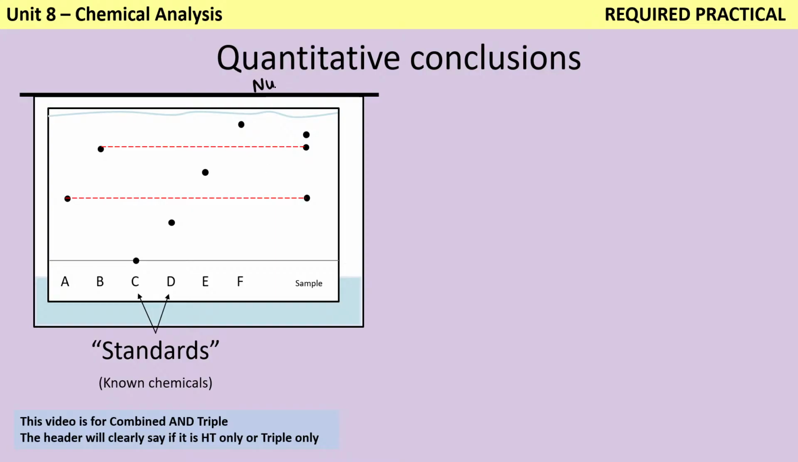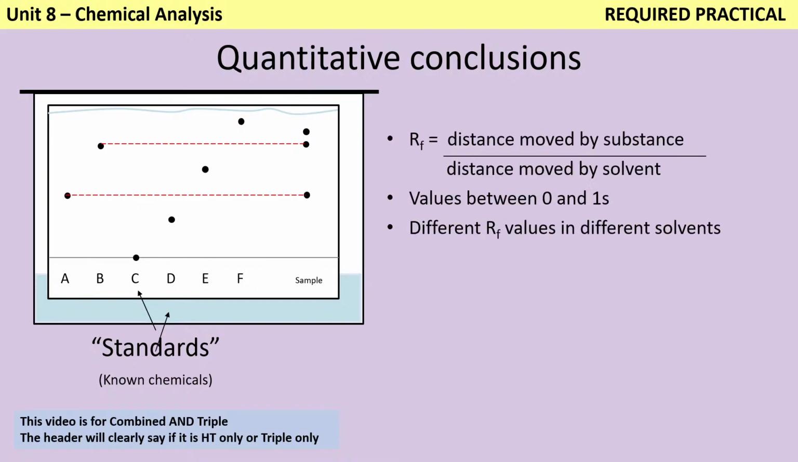Okay, so then we get to our quantitative conclusions. So this is using our numbers, calculating our RF values. And this is useful to do because if I'm going to put my standards on every single chromatogram I do, that's fine if you're just doing it once in school. But if you imagine this is happening in industry, they're trying to figure out what's going on with forensics or whatever, it would get really time consuming and really costly and really wasteful to put those standards on every time. So instead, an RF value allows you to just have a number that can tell you does it match this sample or not. So the way that we're going to calculate it is the distance moved by the substance divided by the distance moved by the solvent.